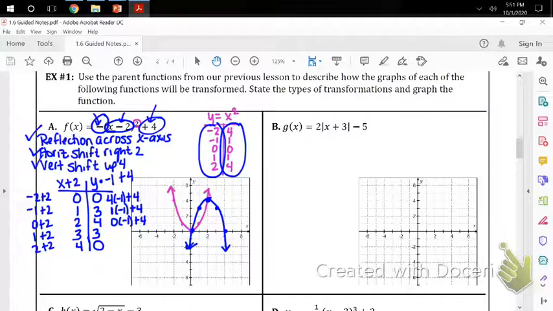So for B, we're going to do the same thing here. The only difference is I have a different parent function. Those bars mean absolute value. So we know that this is going to be an absolute value function, and that we're going to end up using our parent table in the end. So I'm going to go ahead and write that down.